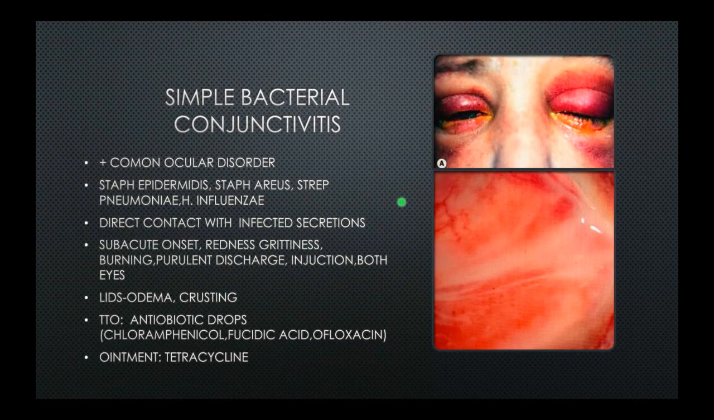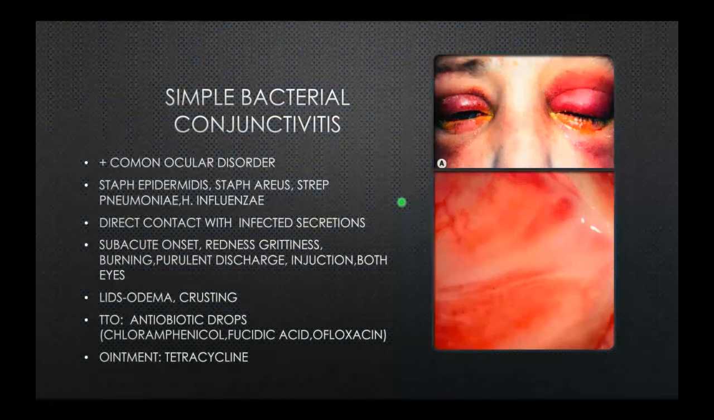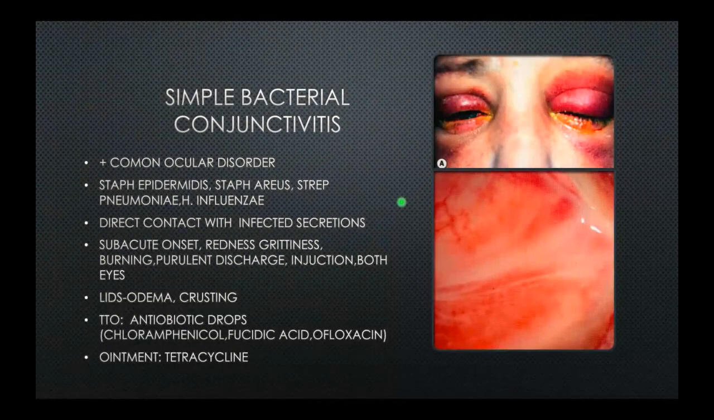So let's look at what is a simple or acute bacterial conjunctivitis. This is actually the most common ocular disorder that patients will present with. Okay, the etiology is usually the common pathogens in any other part of the body. So you have Staphylococcus epidermidis, Staphylococcus aureus, Streptococcus pneumoniae, and Haemophilus influenzae. Okay, these are the most common pathogens that tend to cause a bacterial conjunctivitis.